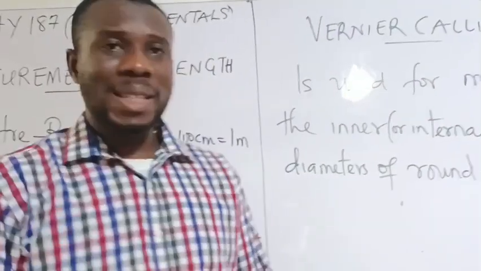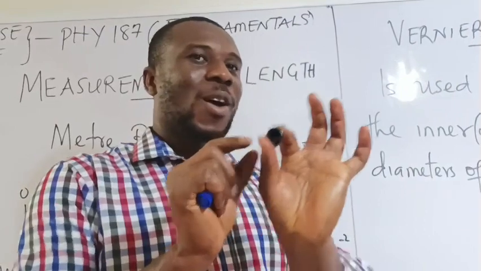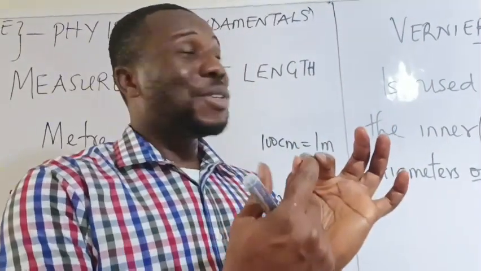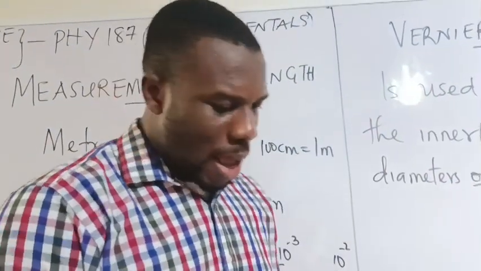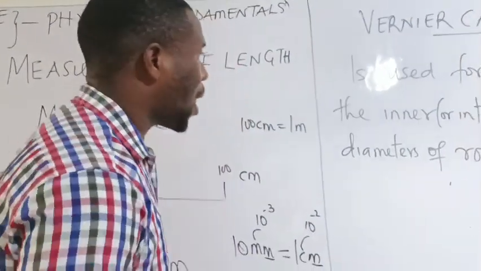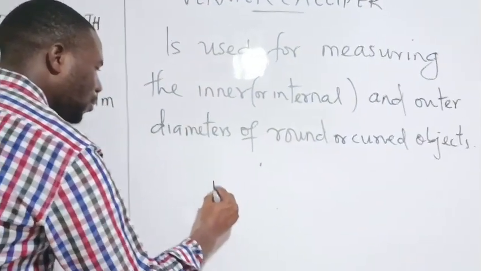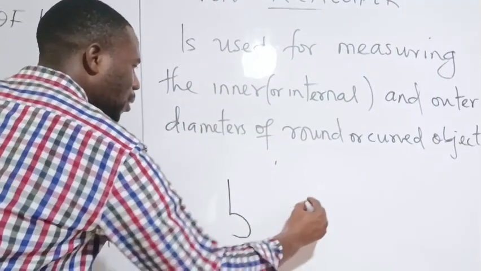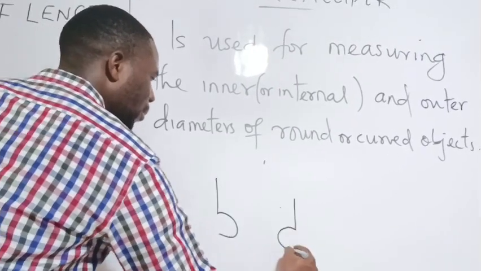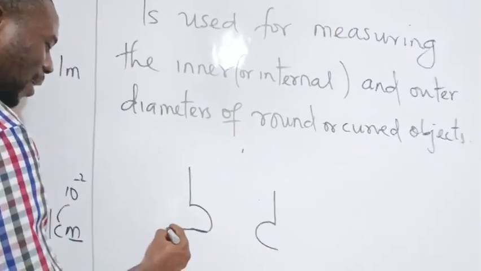If I want to measure the depth of this hollow in the cover of the marker, I could still use the Vernier caliper. So I may need to draw the Vernier caliper to see how it looks. This is the Vernier caliper. It looks somewhat like so, right? And of course it has a fixed jaw.